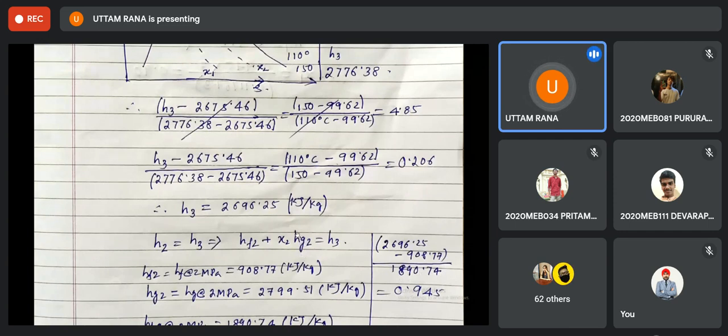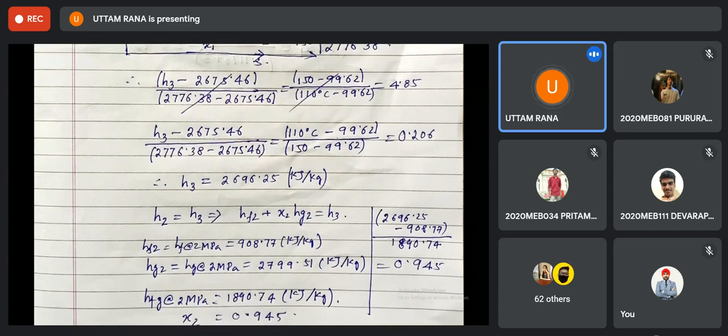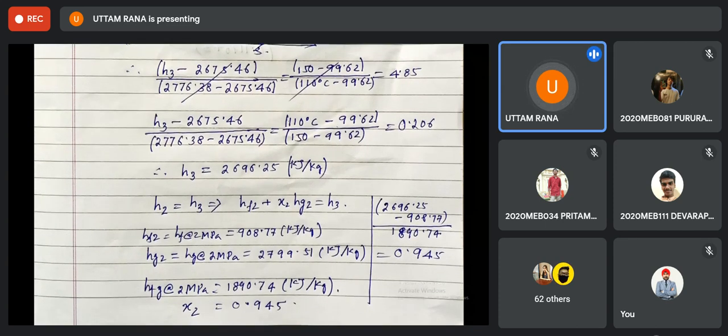Okay, please make this correction. It will be equal to HFG2. So H2 equals HF2 plus X2 times HFG2. What is the value of HFG2? HFG2 value is 1890.74. So X2 will be equal to H3, which is 2696.25, minus HF2, which is 908.77, divided by HFG2, which is 1890.74. So this is 0.945. So X2 value is 0.945.